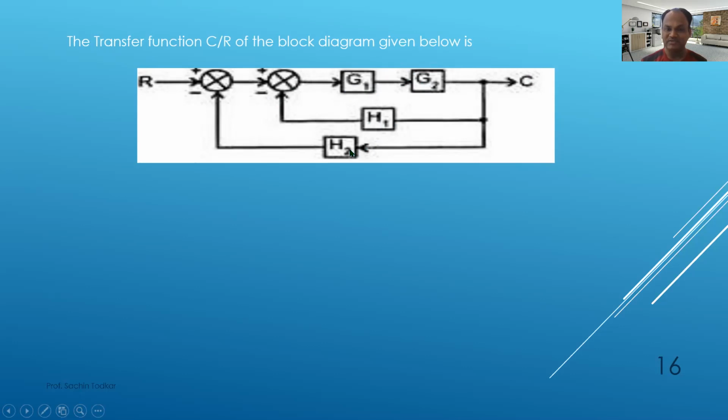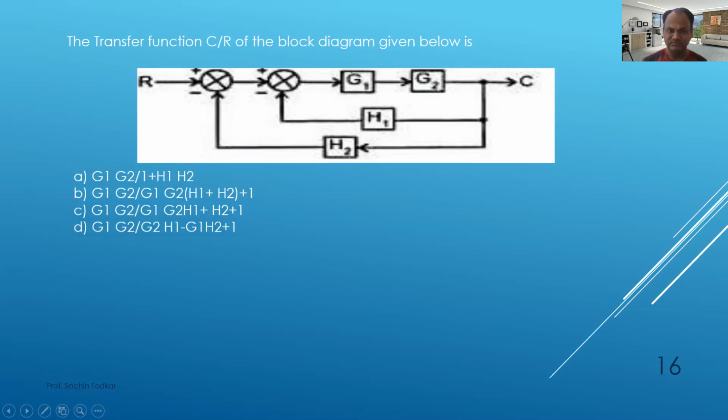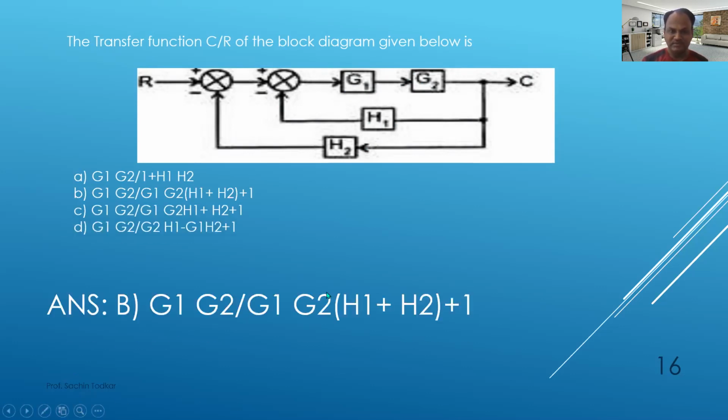And again, H2 is in feedback. So we have to again solve it for that feedback. So the answer will be like this: G1 G2 divided by G1 G2 into bracket H1 plus H2 plus 1.